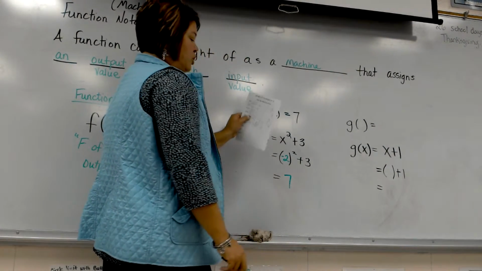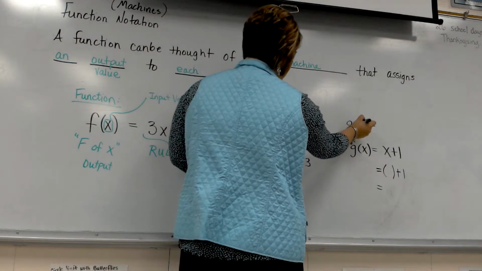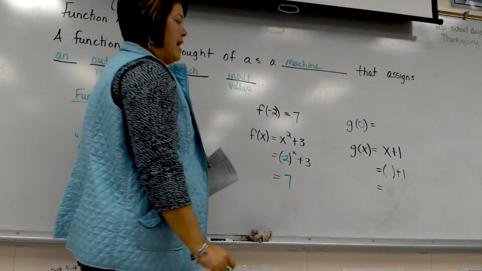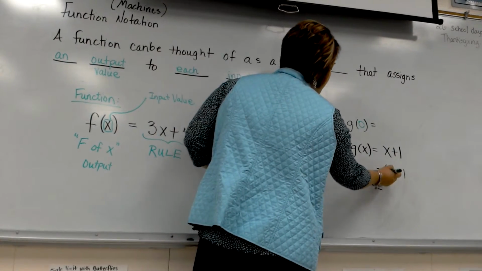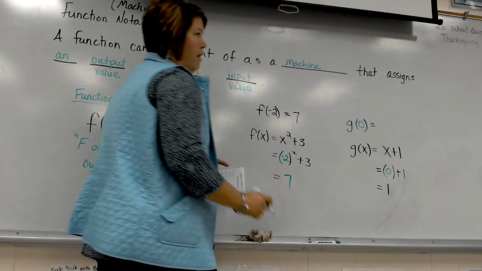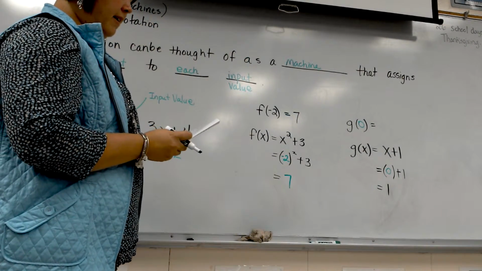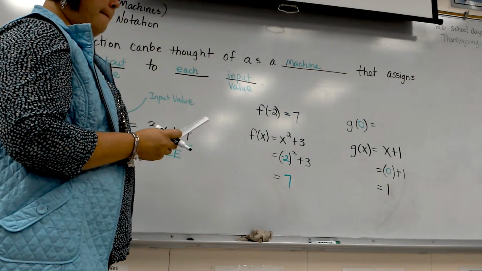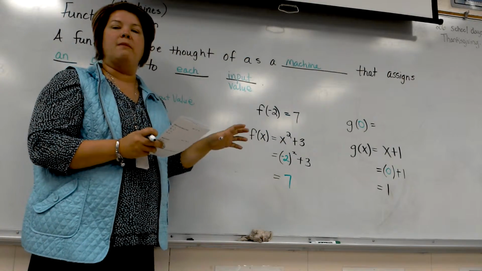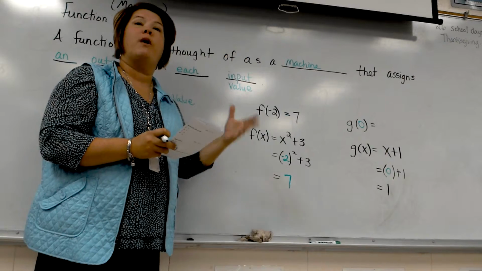So the next one says g of 0. So g of 0, that's the next one on the list. Where there's an x, I'm going to put that input value of 0. And when I simplify, 0 plus 1 is 1, right? So that simplifies. Okay? So basically, you're taking that input value and you're putting it everywhere you see an x.